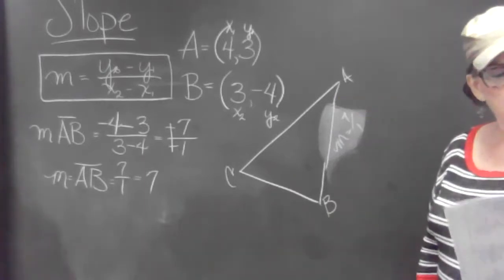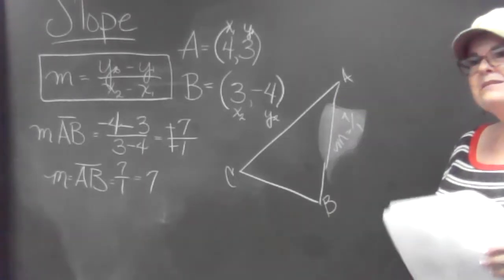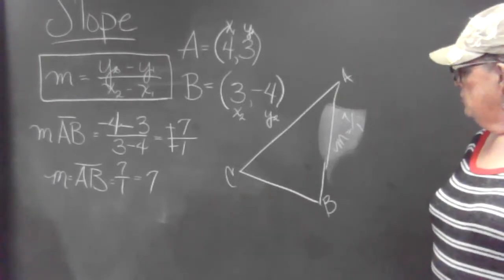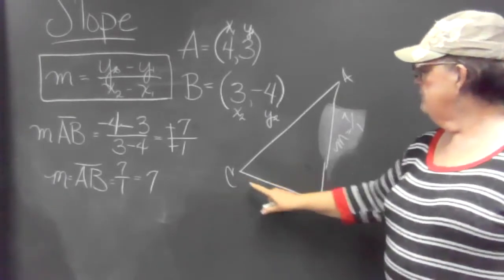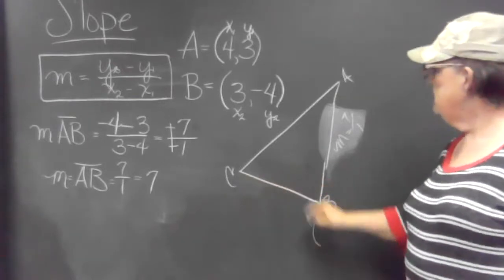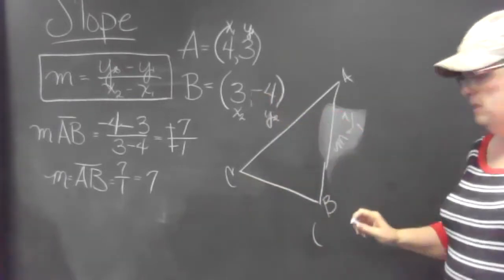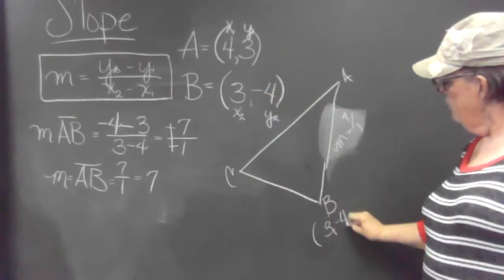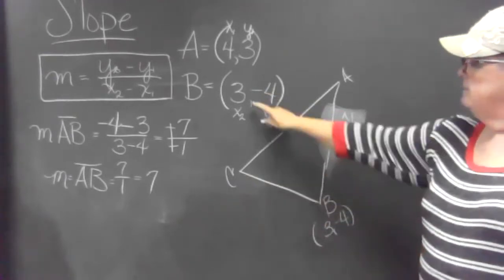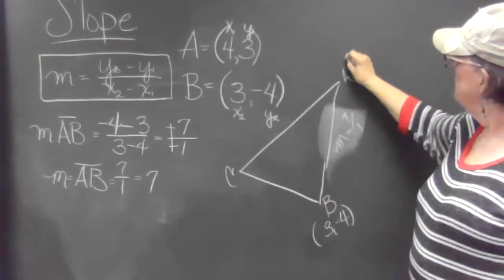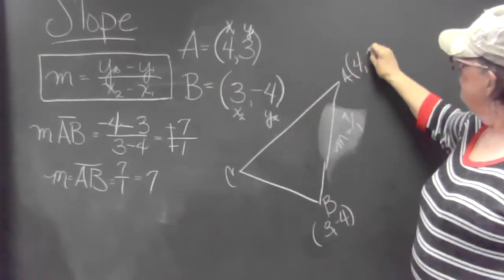Now they want the slope of BC. So I need to know the slope of this line now. Well, I already know that the address of B is 3, -4. I found that on the graph. B is 3, -4. A is 4, 3.